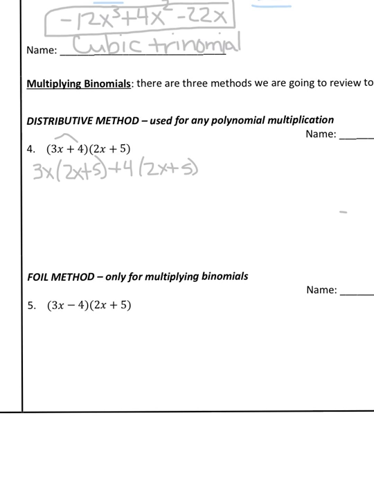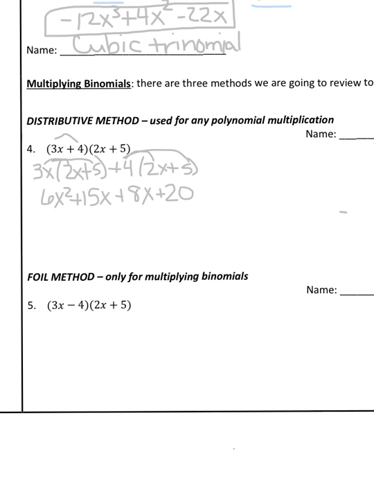Right? So 3x times 2x here is 6x squared. 3x times 5, 3 times 5 is 15, so that's positive 15x. So there's the first part done. And then over here, we're going to do 4 times 2x, so that's plus 8x. And then 4 times 5, which is plus 20.